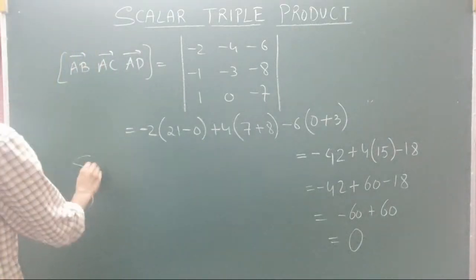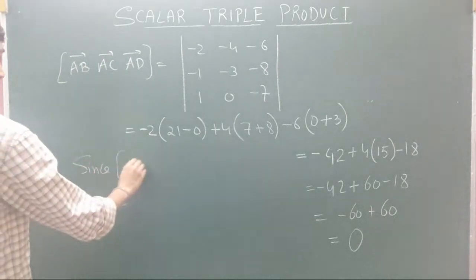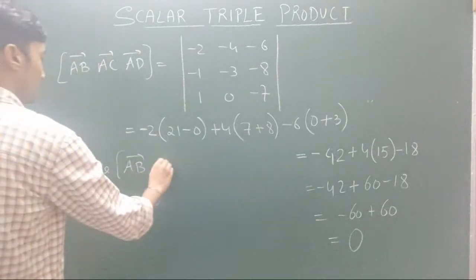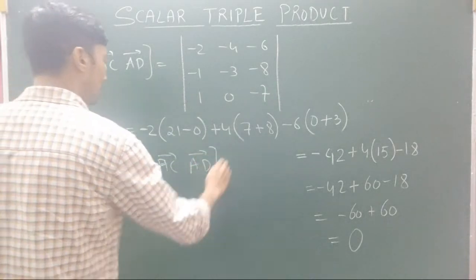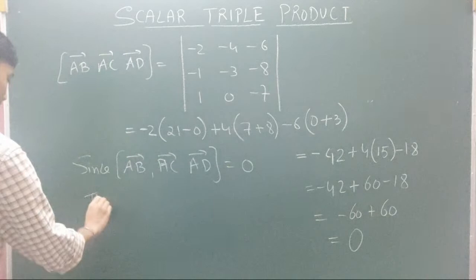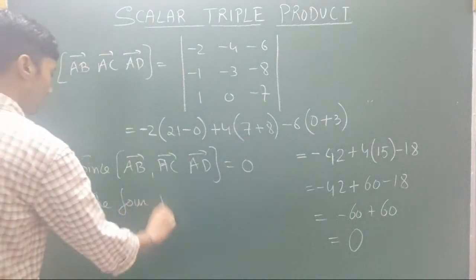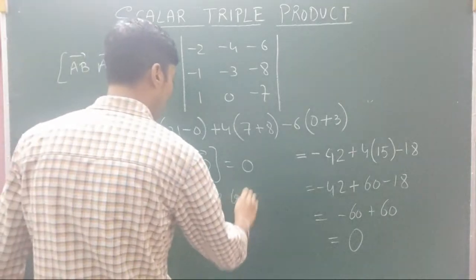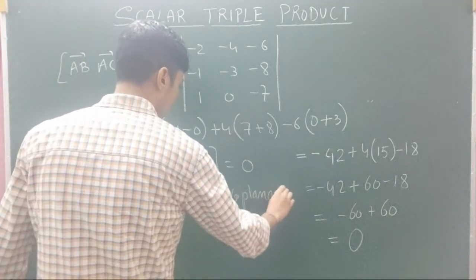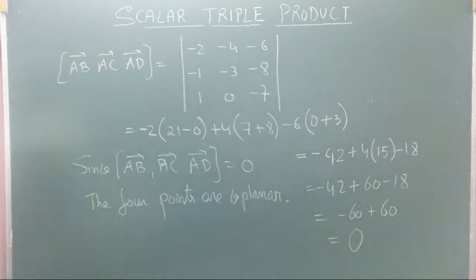So conclusion, all of you can write: since the scalar triple product of vectors AB, AC, AD is 0, the 4 points are coplanar. So the given 4 points are coplanar.